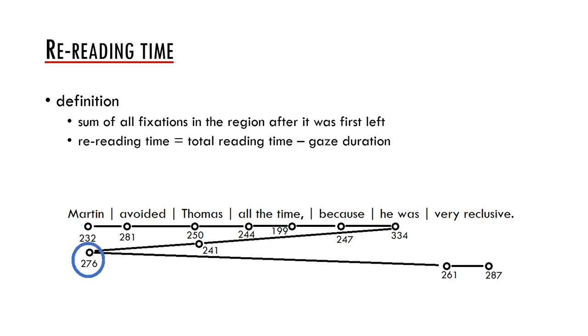Another measure is rereading time. This is the sum of all fixations in the region after it was first left. In other words, we can get the rereading time if we subtract gaze duration or first pass reading time from the total reading time. In the example below, the rereading time for the region Martin is 276 milliseconds. This is a measure of the later processing difficulty.